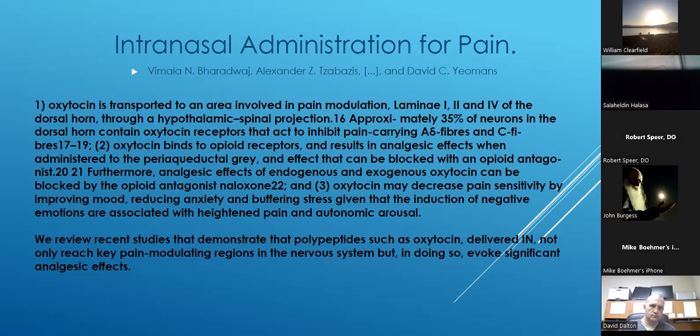And oxytocin may decrease pain sensitivity by improving the mood, because it increases the happy molecules, dopamine and serotonin. It reduces anxiety. It buffers the stress, because it does help to stimulate the parasympathetic and inhibit the sympathetic. And so it does help in managing pain in general.